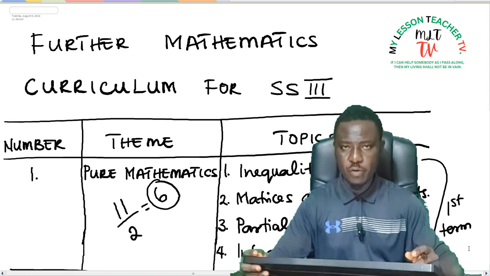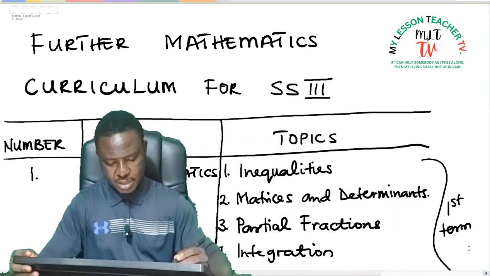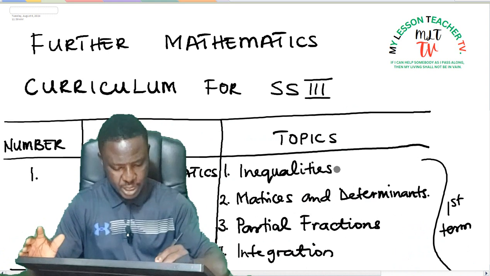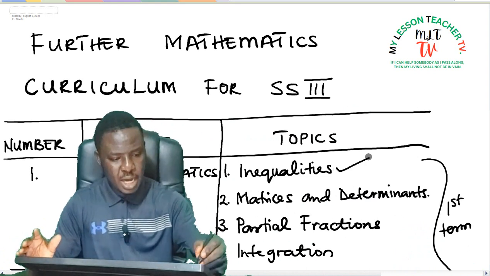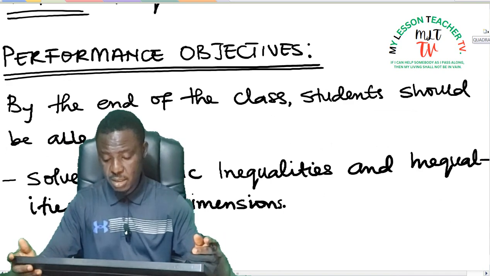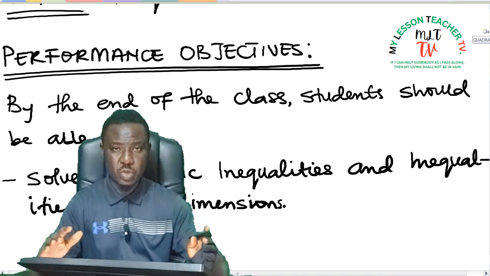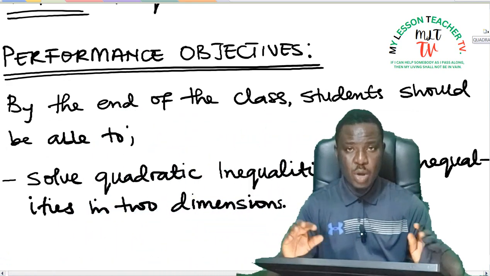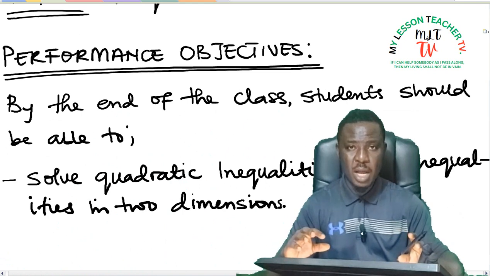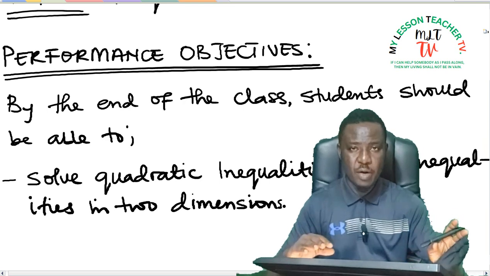Today's class is a continuation of our previous classes on SS3 Further Mathematics. At the last class, we looked at inequalities. We had done with the first topic, which is on inequalities. At that class, we were able to achieve the objective that says that we should solve quadratic inequalities and inequalities in 2 dimensions. I gave you a lot of examples where we looked at linear inequalities as well as quadratic inequalities in one variable, and thereafter we looked at linear and quadratic inequalities in 2 variables.